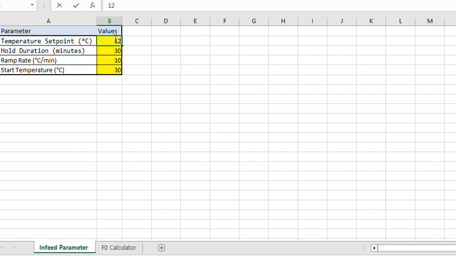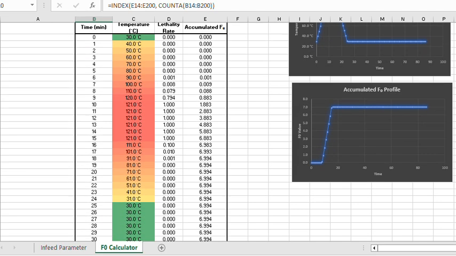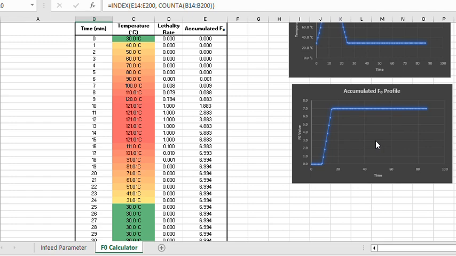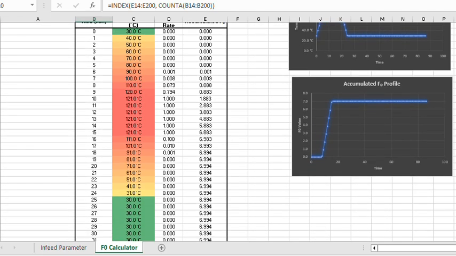Again, if it is 121 or suppose for 5 minutes, still you're okay, you're gaining lots of F0 here. You could see the curve. This is the whole time showing, and this is the temperature, and this is the time, and this is accumulated F0. This is the time, this is the F0 you're gaining, and this graph gives you the perspective of how you could see the temperature.